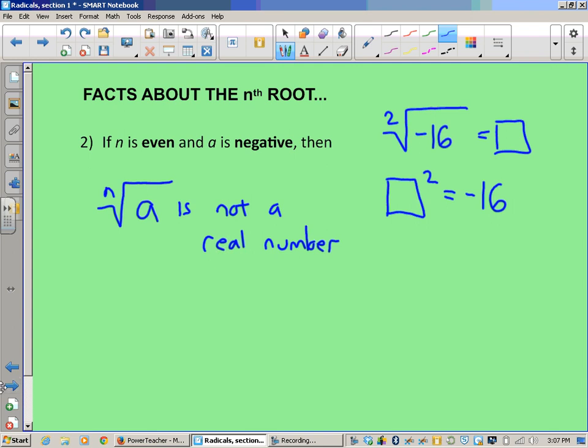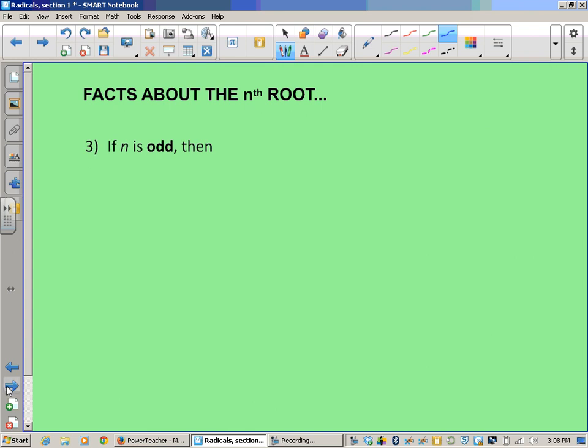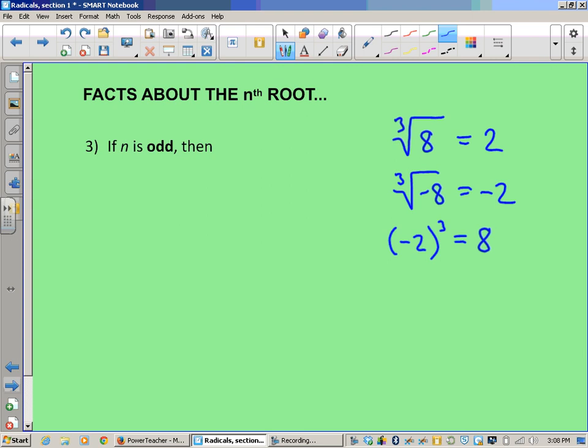The third case is, what if n is odd? Then what occurs? So we're talking about things like, what if we have the cube root of 8? Is that something we can do? Well, that's something we can do. That comes out as 2. What if it's a negative number under there? Can we do the cube root of negative 8? Well, sure enough, we can do that as well. That's negative 2 because negative 2 cubed equals negative 8. So when we have an odd index, we're able to simplify these a lot more easily, actually. And in this case, there is only one real nth root.